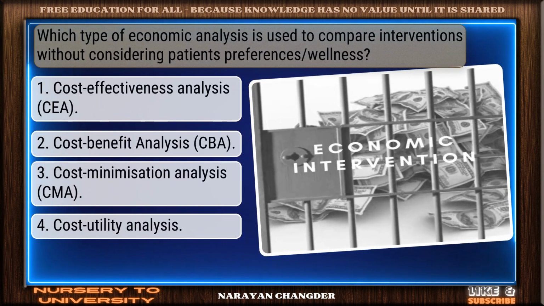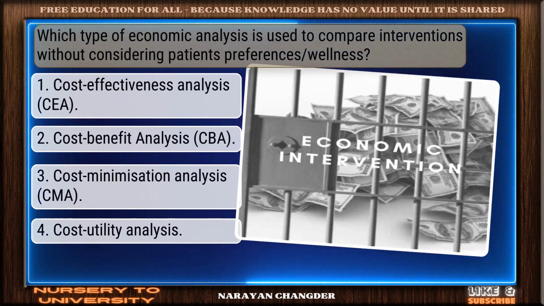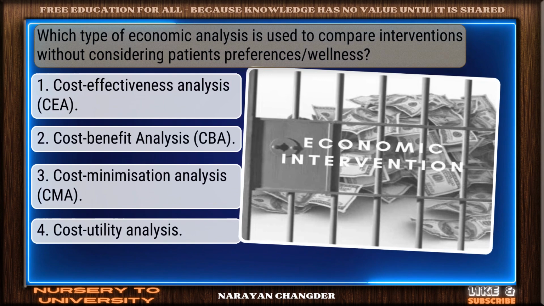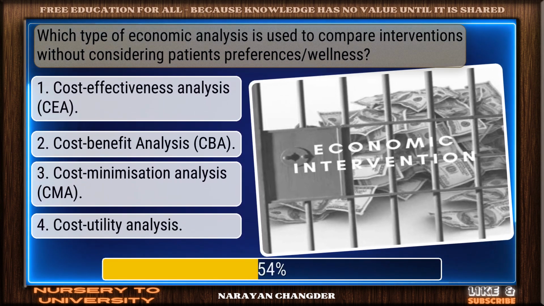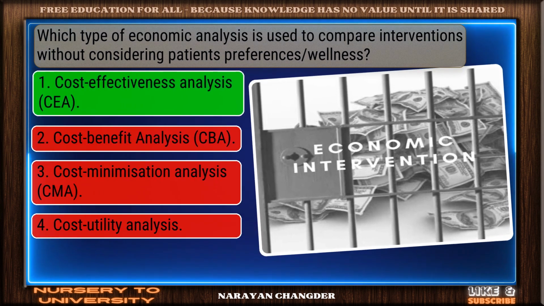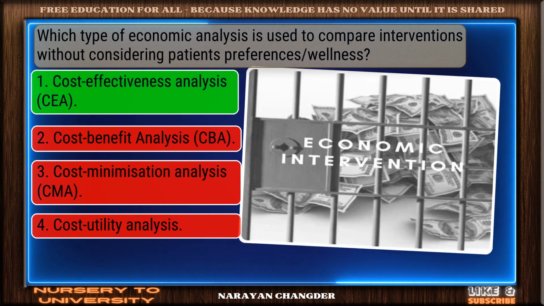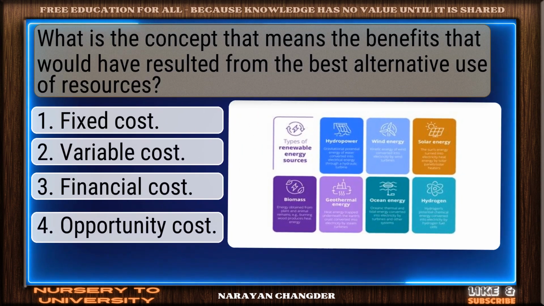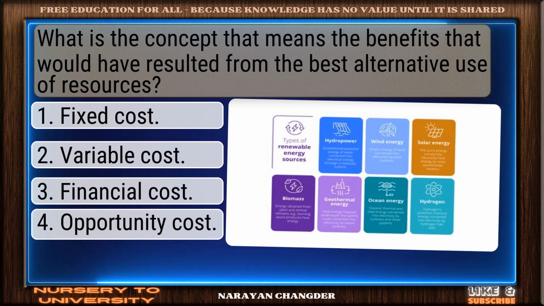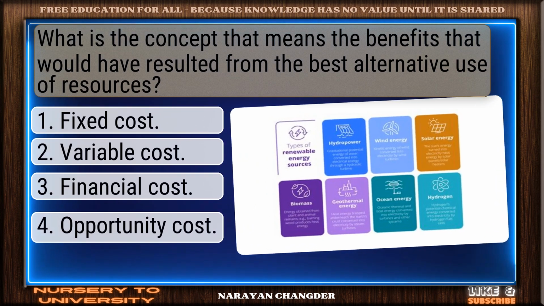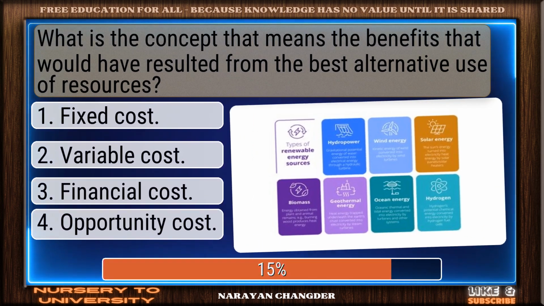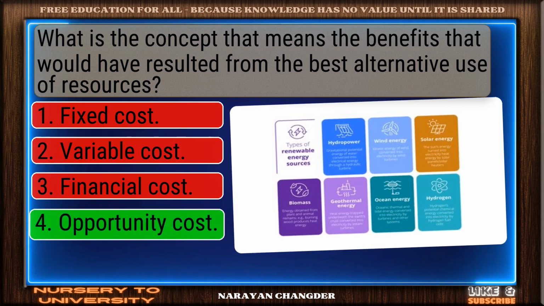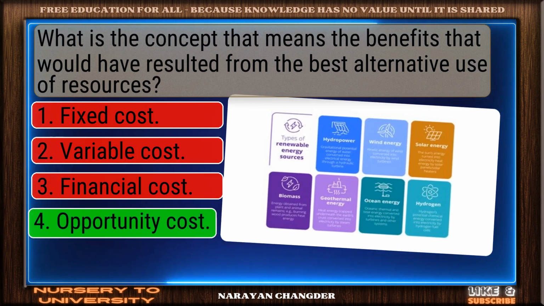Which type of economic analysis is used to compare interventions without considering patients' preferences? Wellness. Good job. Your answer cost-effectiveness analysis works well here. What is the concept that means the benefits that would have resulted from the best alternative use of resources? Well done. Opportunity cost is the right choice.